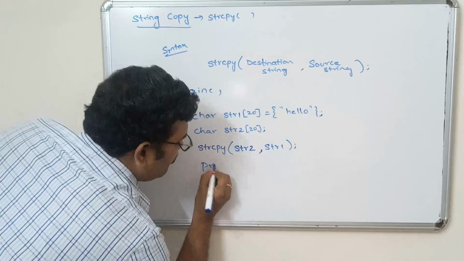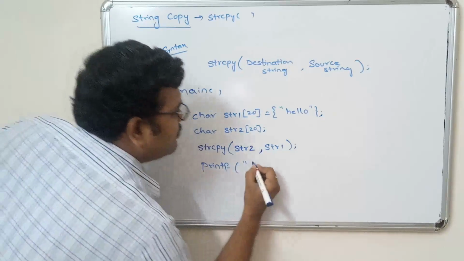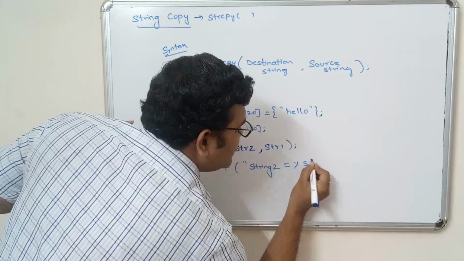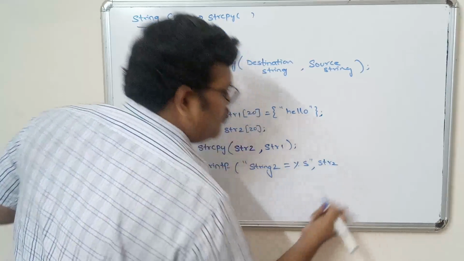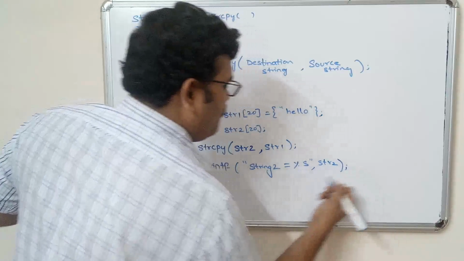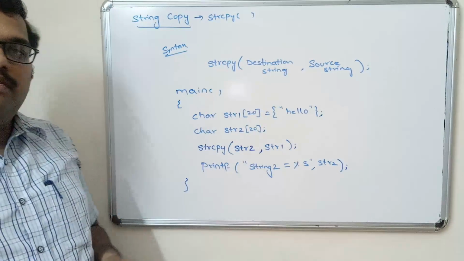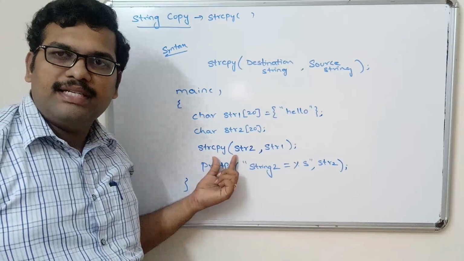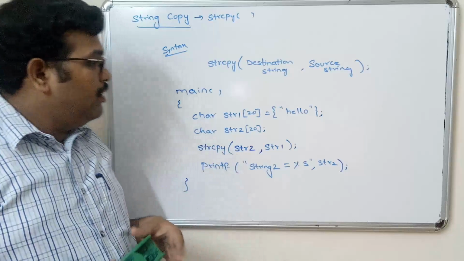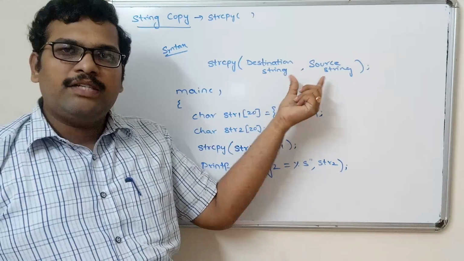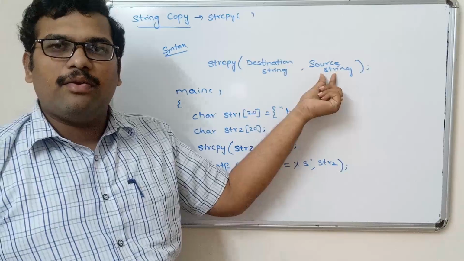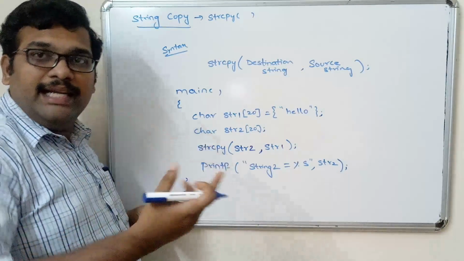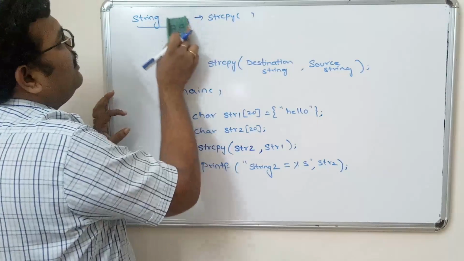Now simply print the string 2 content. String 2 is equal to %s, str2. So this is the best example, a simple example to understand the working of string copy. So it will take two arguments. One argument is a destination, and another argument is a source. Now let us move on to the next thing, that is string concatenation.